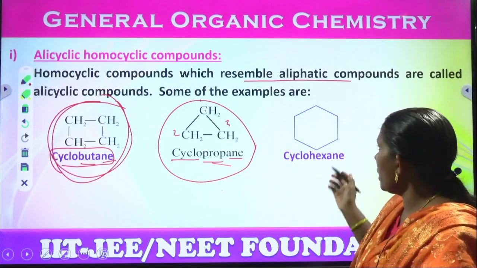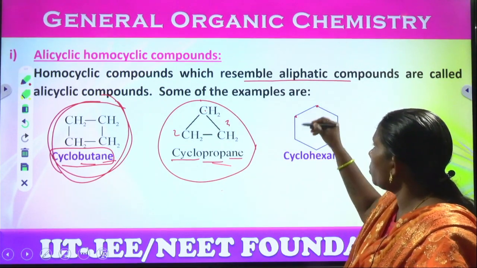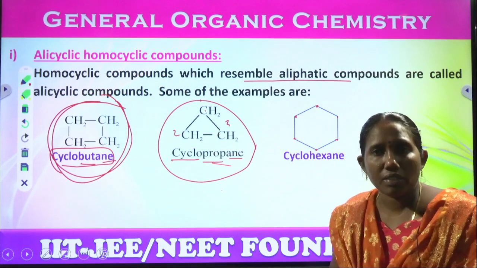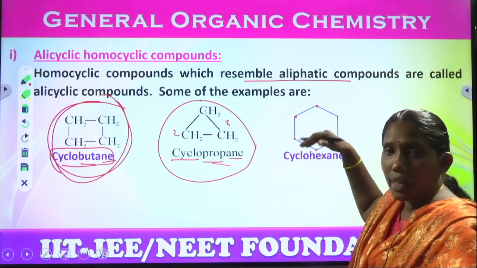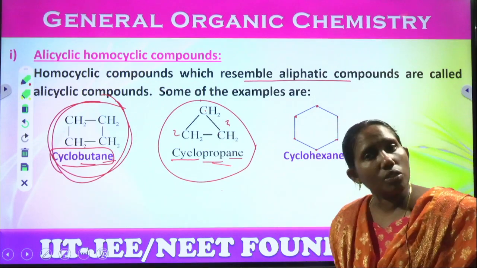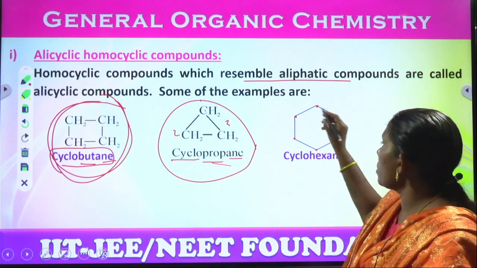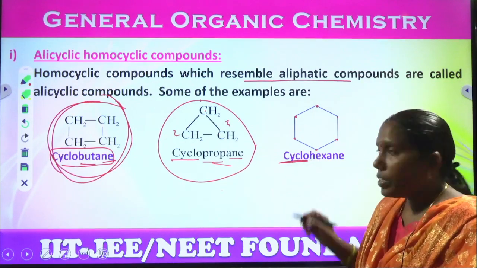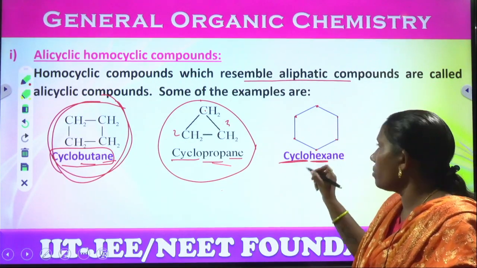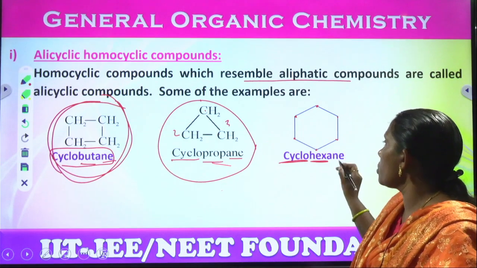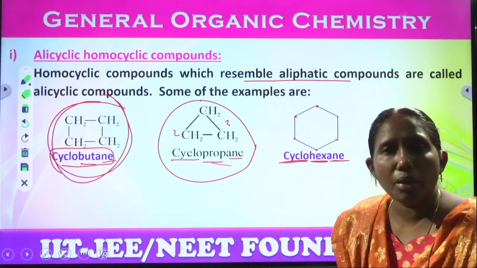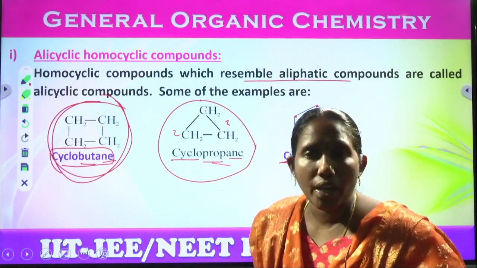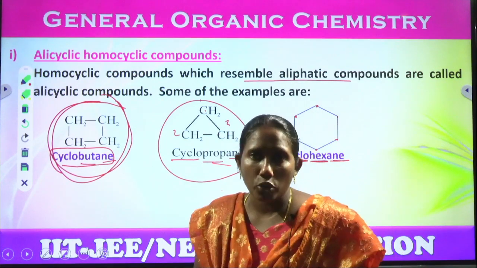You can see here 1, 2, 3, 4, 5, 6. 6 carbons we have, right? Because already I explained, the dot indicates one carbon. So 6 carbons. First of all it is cyclo, means cyclic. 6 carbons means hex. All are single bonds only, so it represents ane. So the name of this compound is cyclohexane. And these are the examples for alicyclic homocyclic compounds.